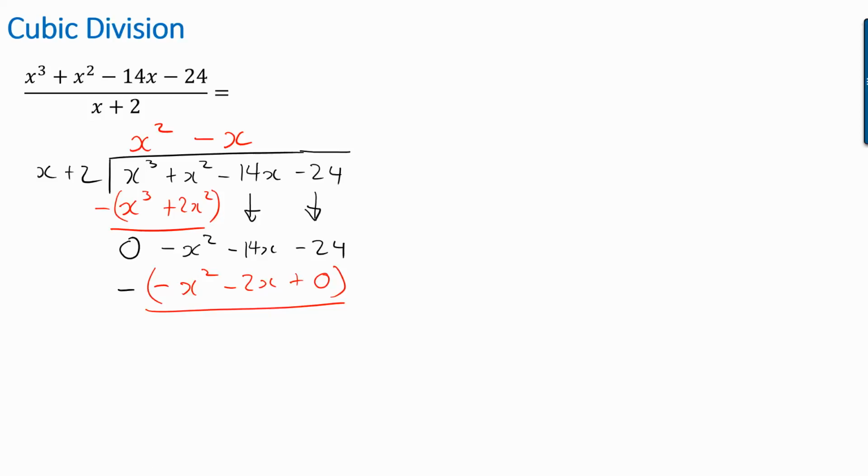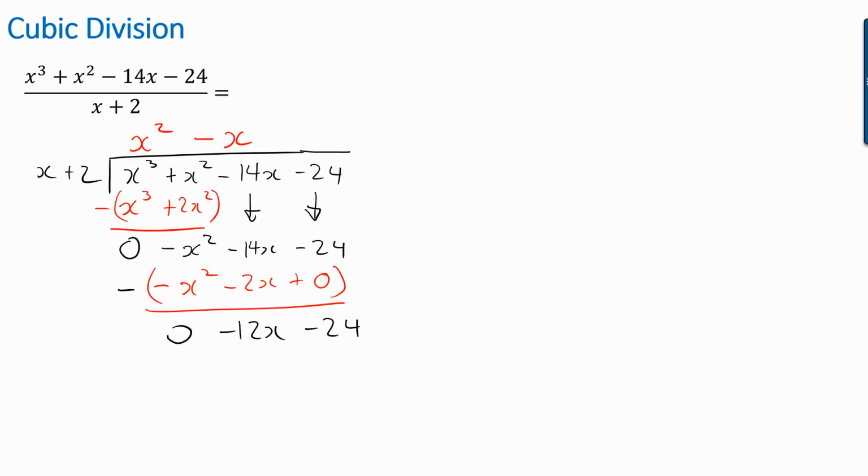Find the difference. And it just so happens that if you find the difference, 2 negatives become positive. Negative x squared plus x squared is 0. Then, negative 14 minus negative 2 makes it positive. So negative 14 plus 2, which is negative 12x. And then you've got negative 24 minus 0. Well, you're subtracting nothing, so you've got minus 24.